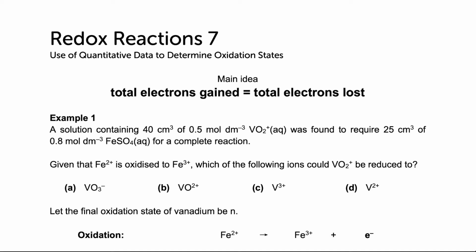A central idea to redox reactions is that the number of electrons gained must be equal to the number of electrons lost. So this is the main idea we are going to apply in our calculations. Let me give you an example of a chemical calculations question that requires us to deal with oxidation states.